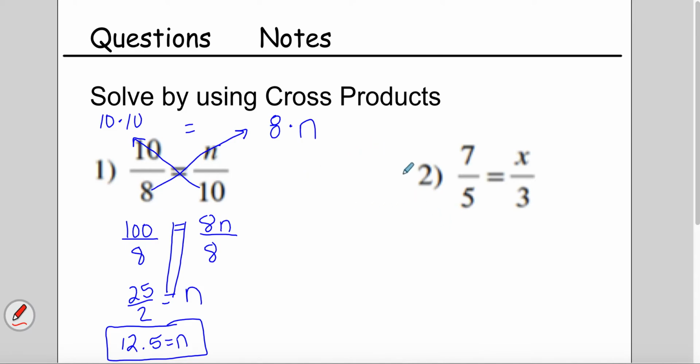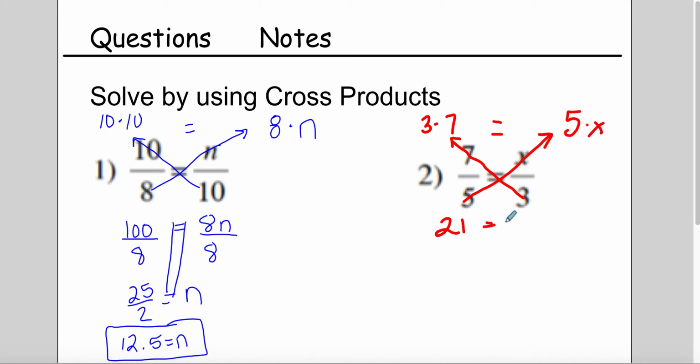Again, cross products means I need to multiply by going across. So the first thing I'm going to do is take this 5 and multiply it by that x. Then I'm going to cross the other way, and take 3 times the 7. I know that these are equivalent because that's what cross products tells me. So then I know that 3 times 7 is 21. And I know that needs to equal 5 times x, which is just 5x.